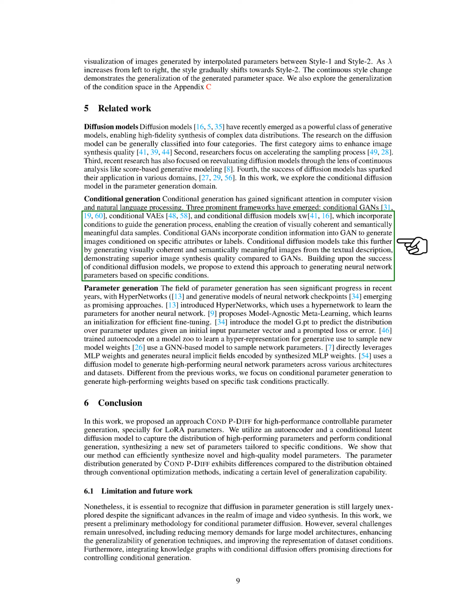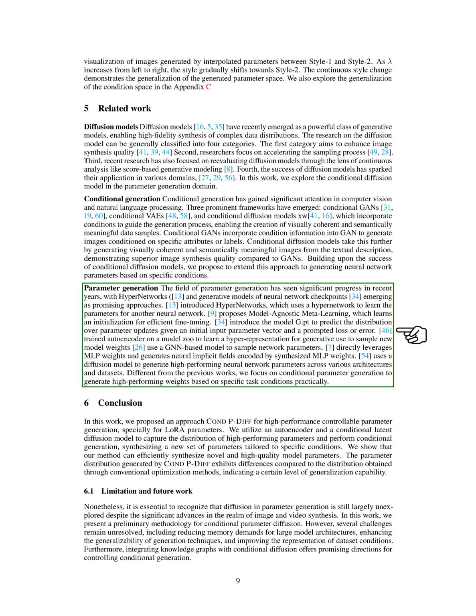on specific conditions. In recent years, the field of parameter generation has advanced significantly, with approaches like hypernetworks and generative models for neural network checkpoints showing promise. Hypernetworks learn parameters for one neural network using another network, while model-agnostic meta-learning focuses on efficient fine-tuning. Other methods predict parameter updates based on initial inputs and prompted errors, and some leverage autoencoders to sample new model weights. We differentiate our work by concentrating on conditional parameter generation to produce high-performing weights tailored to specific task conditions.